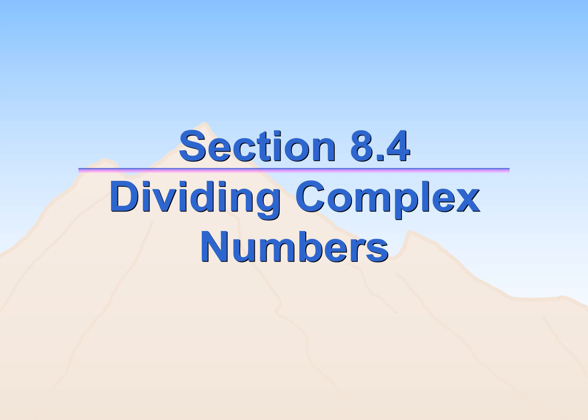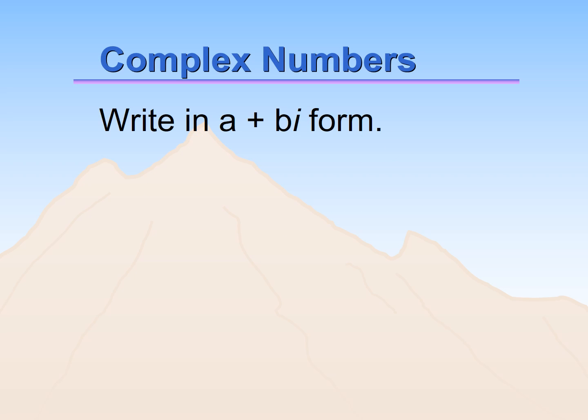Now that we know how to add, subtract, and multiply complex numbers, we are going to look at how to divide complex numbers. So it's important that you know how to write a complex number in the a plus bi form, where you have a constant plus a coefficient in front of the i.